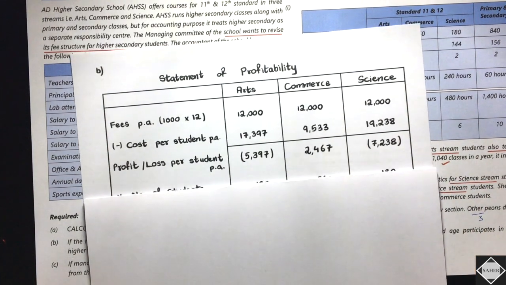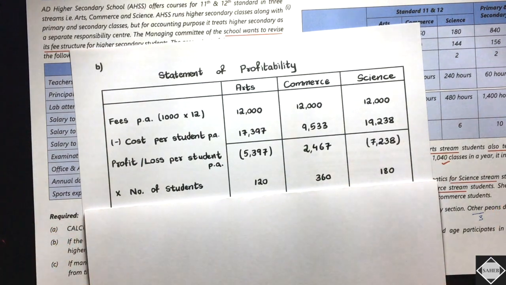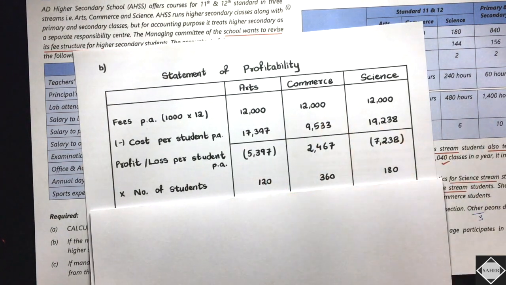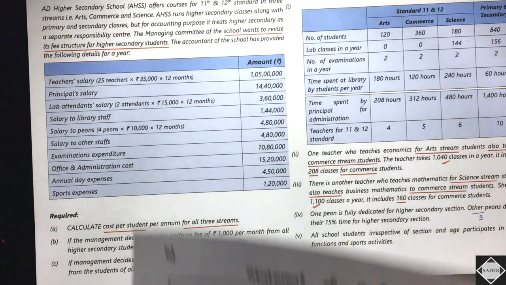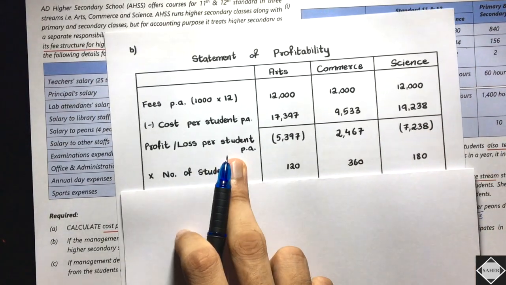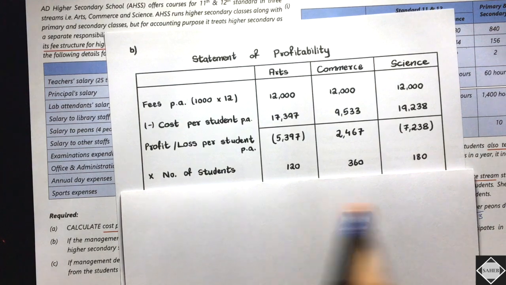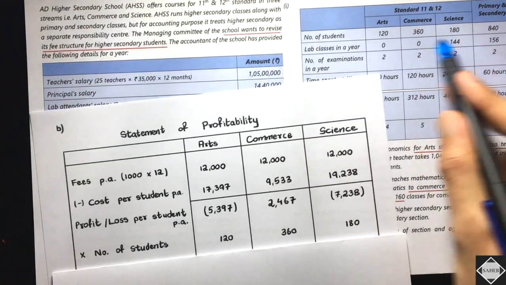All right. And then to calculate the total, we'll multiply with the number of students, right? If you want to know the total, multiply with the number of students. That's how you will get stream-wise profitability. Not per student, stream-wise, because that's what they are asking. First we calculated per student because we had per student data, so at last we are multiplying with the number of students, 120, 360, 180.